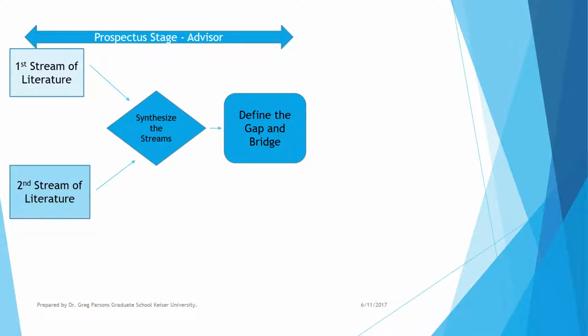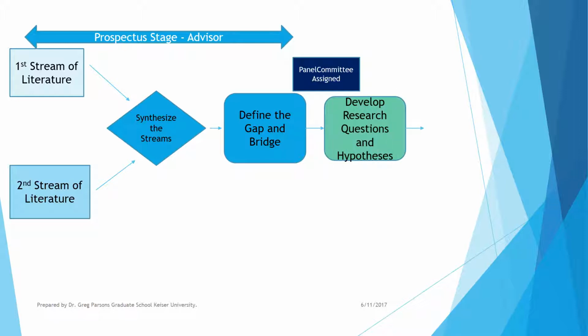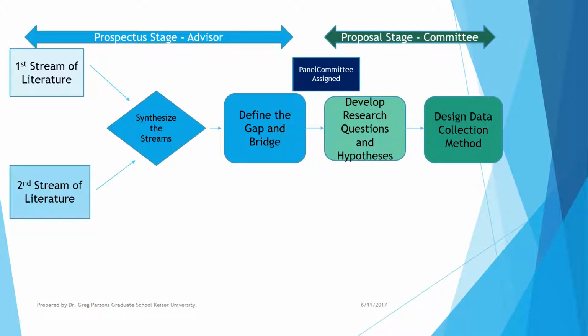And again, we call this area here, the blue area, the prospectus stage, and this is under the supervision of a single faculty member, the advisor. When the prospectus is approved by the faculty, okay, it's presented by the advisor, but it's presented to the faculty, and if it's approved, then a committee is assigned. At that point, we move into the next phase of the process, which is called the proposal stage.